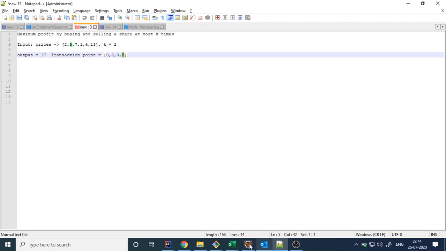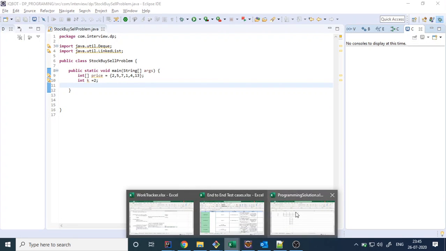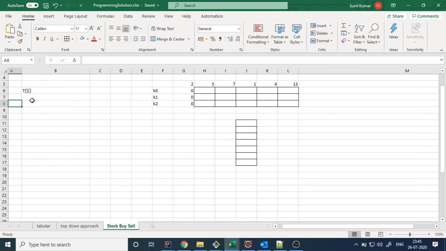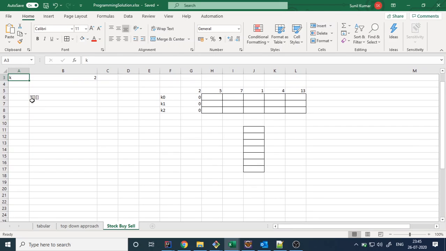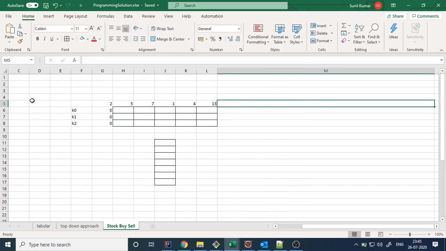Let me explain the idea for the solution of this kind of problem. Since this problem has a recursive kind of solution, we will take a tabular approach. In the tabular approach, the rows will indicate the number of transactions and the columns will indicate the prices.